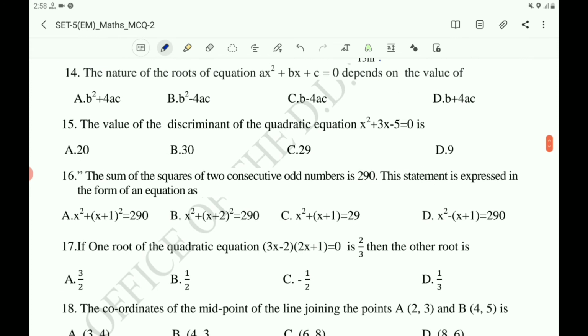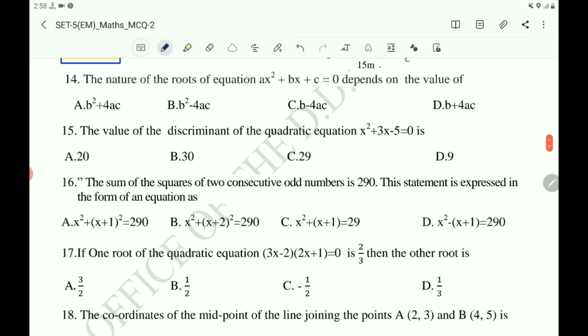Next you take the 14th question. The nature of the roots of equation ax square plus bx plus c equals 0 depends on the value of. Nature of the roots of the equation ax square plus bx plus c equals 0 depends on the discriminant, b square minus 4ac. Option B is the answer.